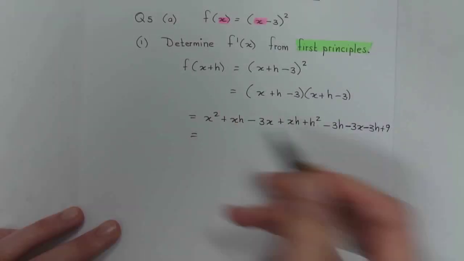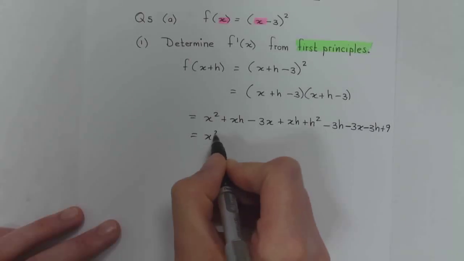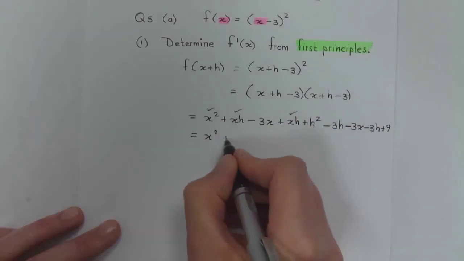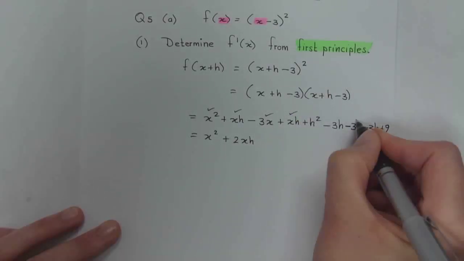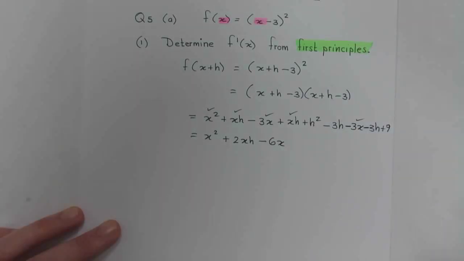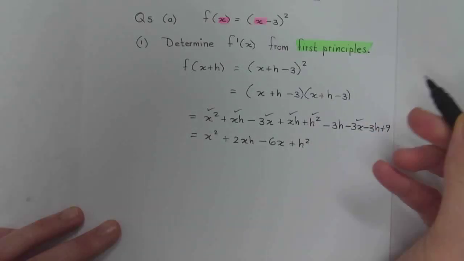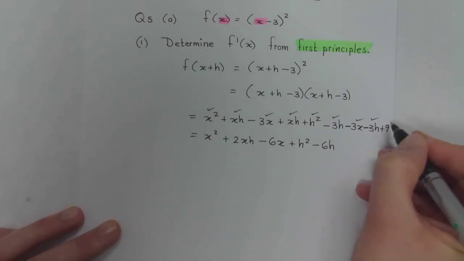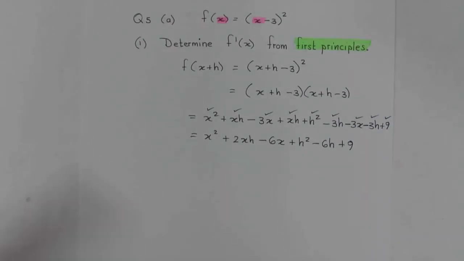So simplifying that, seeing if there are any like terms, I'm going to bring down the x squared over there, and then I've got xh plus xh, which is plus 2xh, I've got minus 3x, which is minus 6x. And then I've got h squared, so that's plus h squared. And I've got minus 3h, which is minus 6h. And then I've got that little plus 9 over there. So tough, but not undoable.